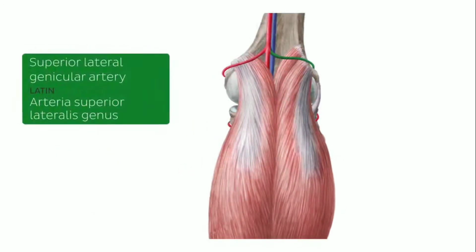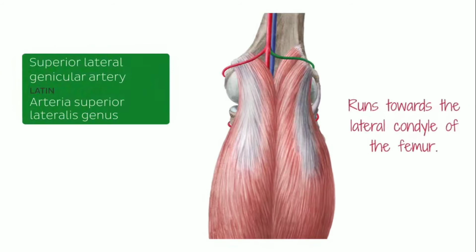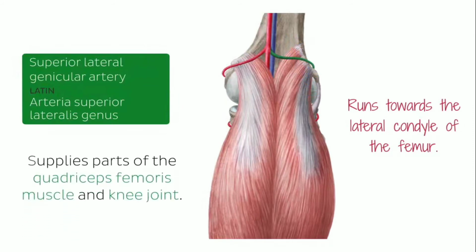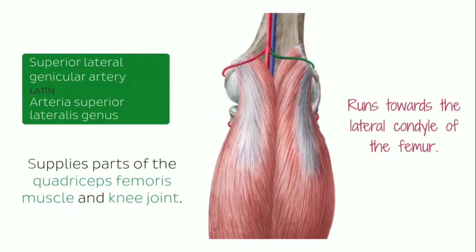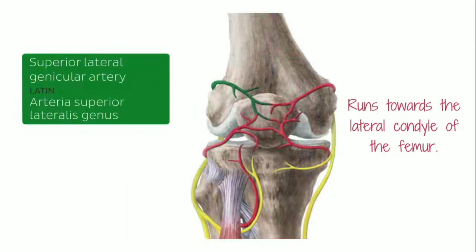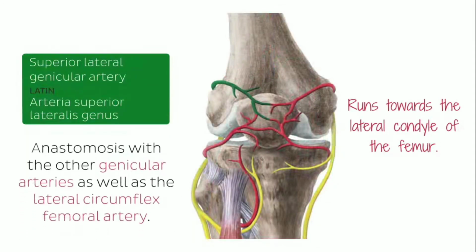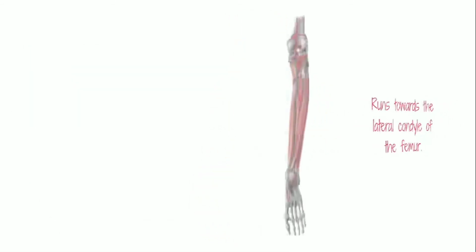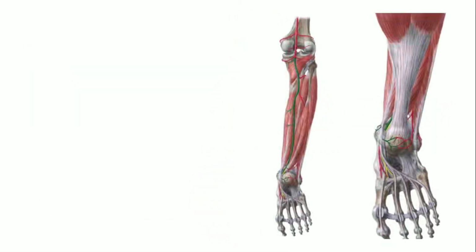superior lateral genicular artery. It runs below the tendon of the biceps femoris muscle towards the lateral condyle of the femur, and this is the lateral condyle of the femur, as you can see here. Supplies parts of the quadriceps femoris muscle and also the knee joint. As for anastomosis, this artery is going to be anastomosing with the other genicular arteries, as well as the lateral circumflex femoral artery.